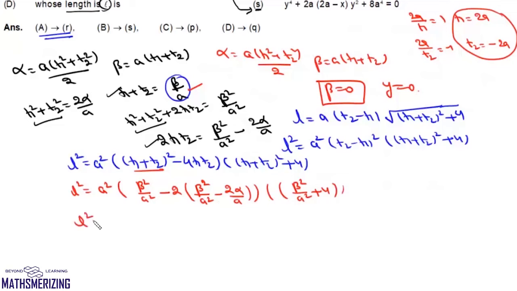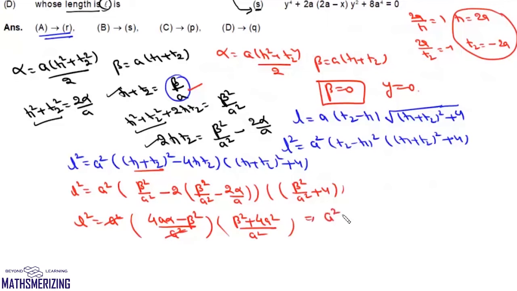We'll write this as L² = a², and it will be (4aα − β²)/a² times (β² + 4a²)/a². Now a² will cancel. We can write this equation as a²L² = (4aα − β²)(β² + 4a²).